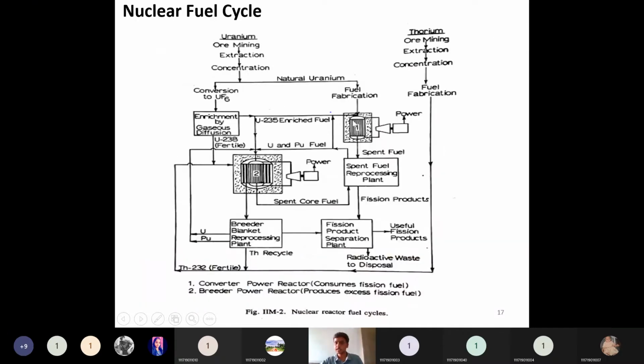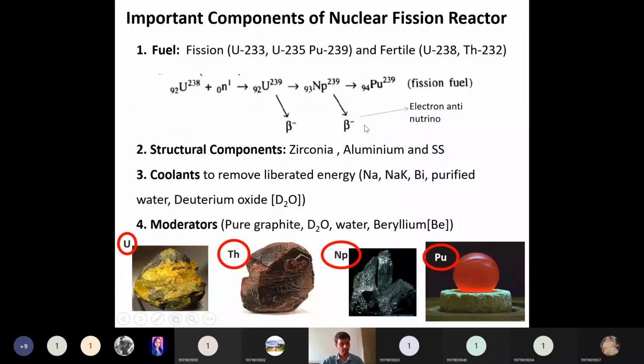How will this reactor be operated? The first requirement is fission fuel. Fuel needs to be there inside. There are two types of fuel to operate that reactor: one is a fission fuel, and the other is a fertile fuel.